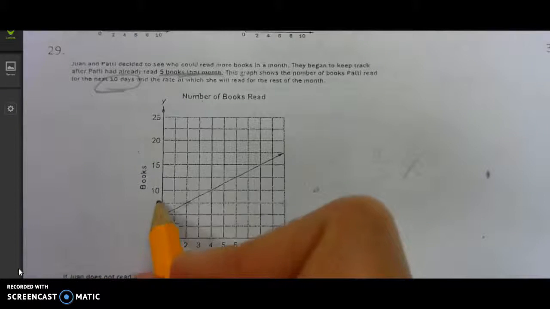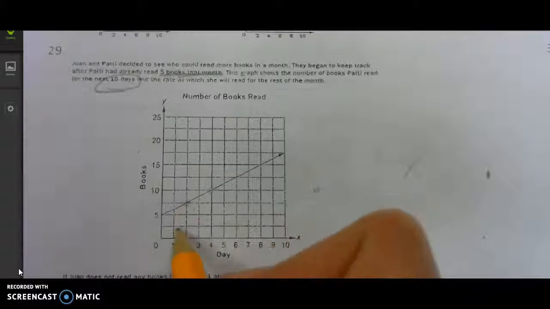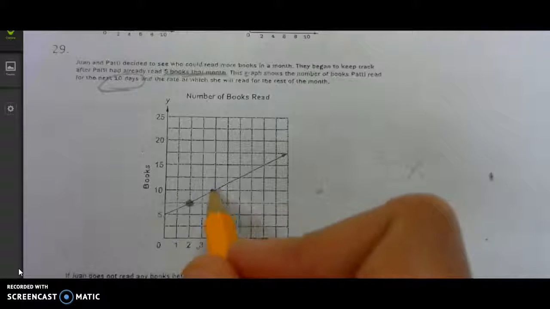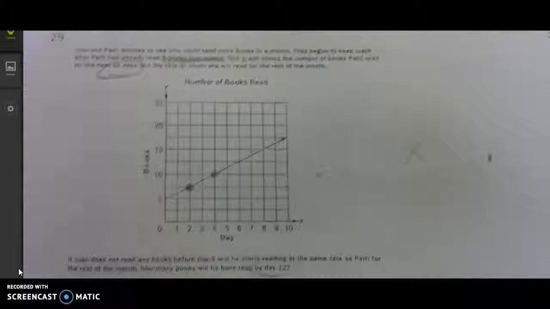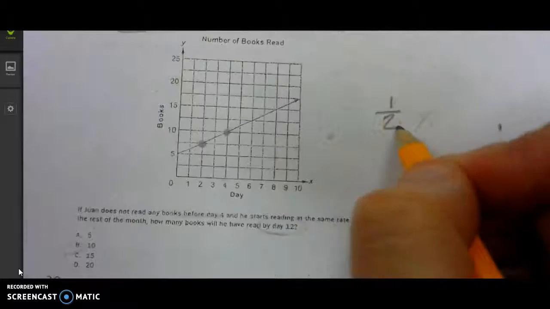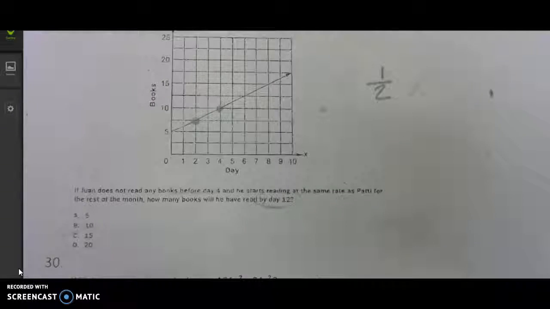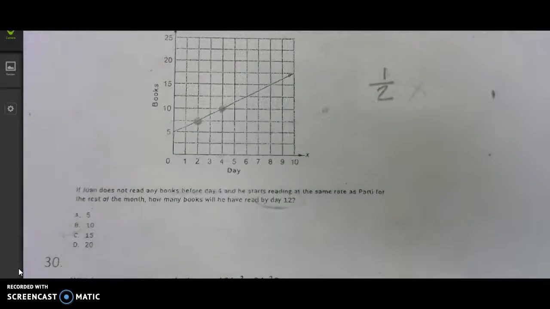It looks like she reads 1 book, so it goes up to the next one, and it takes her 2 days. And she continues at that same rate of change. So I'm going up 1 over 2. I could model that as 1/2 if I want to try and make an equation. Let's go ahead and put that to the side just in case we want it later.